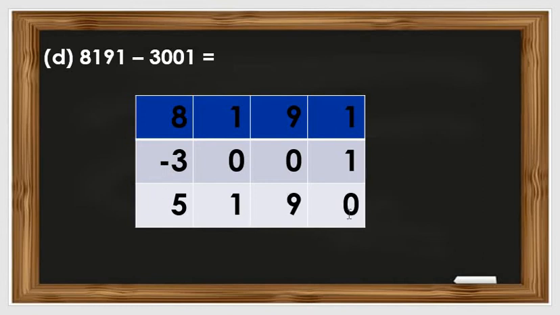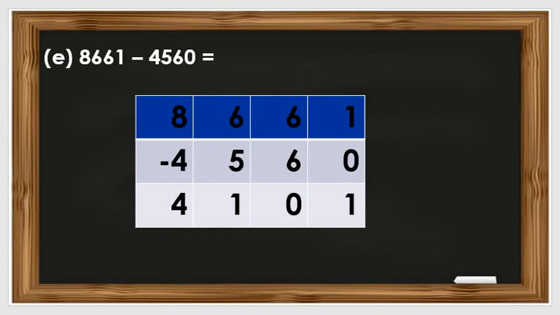5,190. 1 minus 1 is equal to 0. 9 minus 0 is equal to 9. 1 minus 0 is equal to 1. 8 minus 3 is equal to 5. We can easily take out 8 minus 3. So 5. Understood? Is this your question number D? Got my point, all students? What answer did we get? 5,190. Understood, all students? Now we move on to question number E.